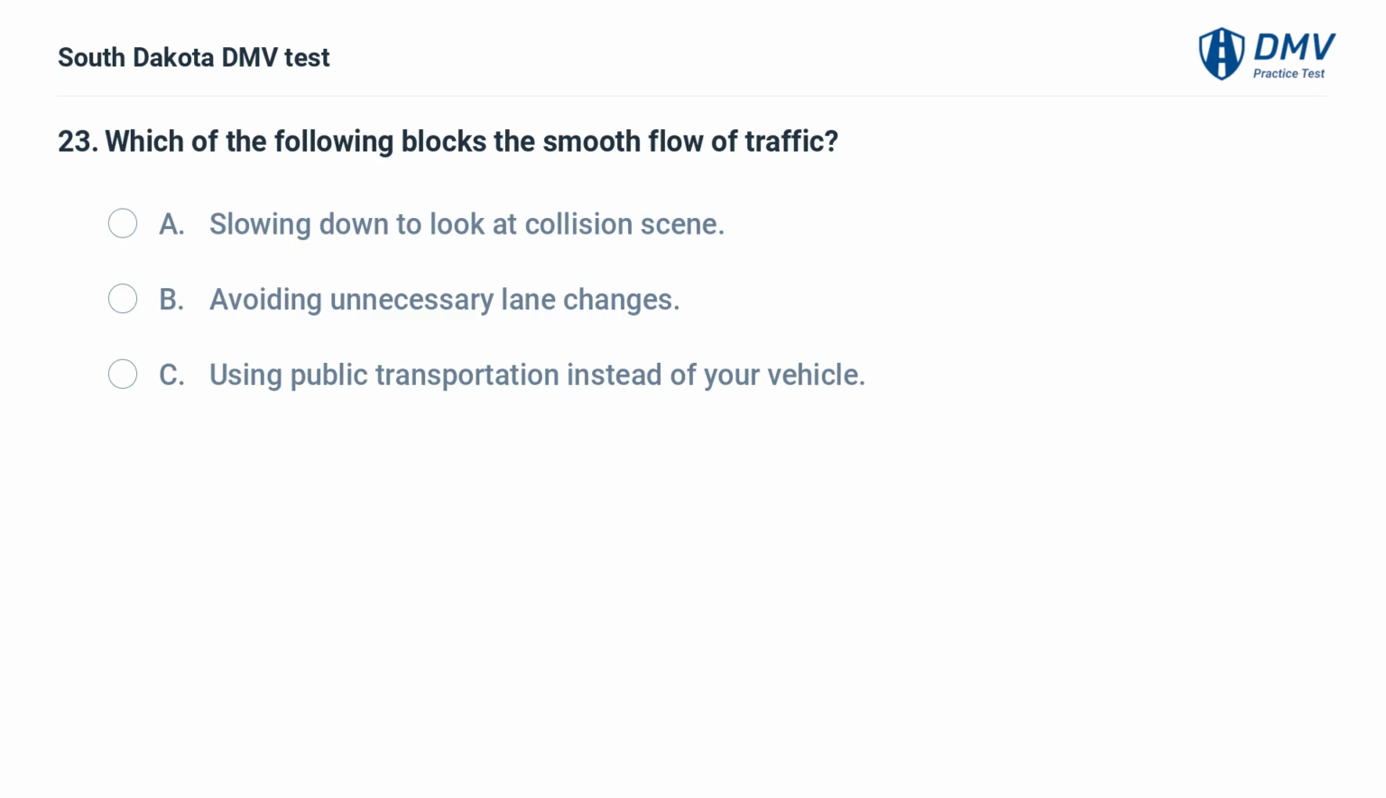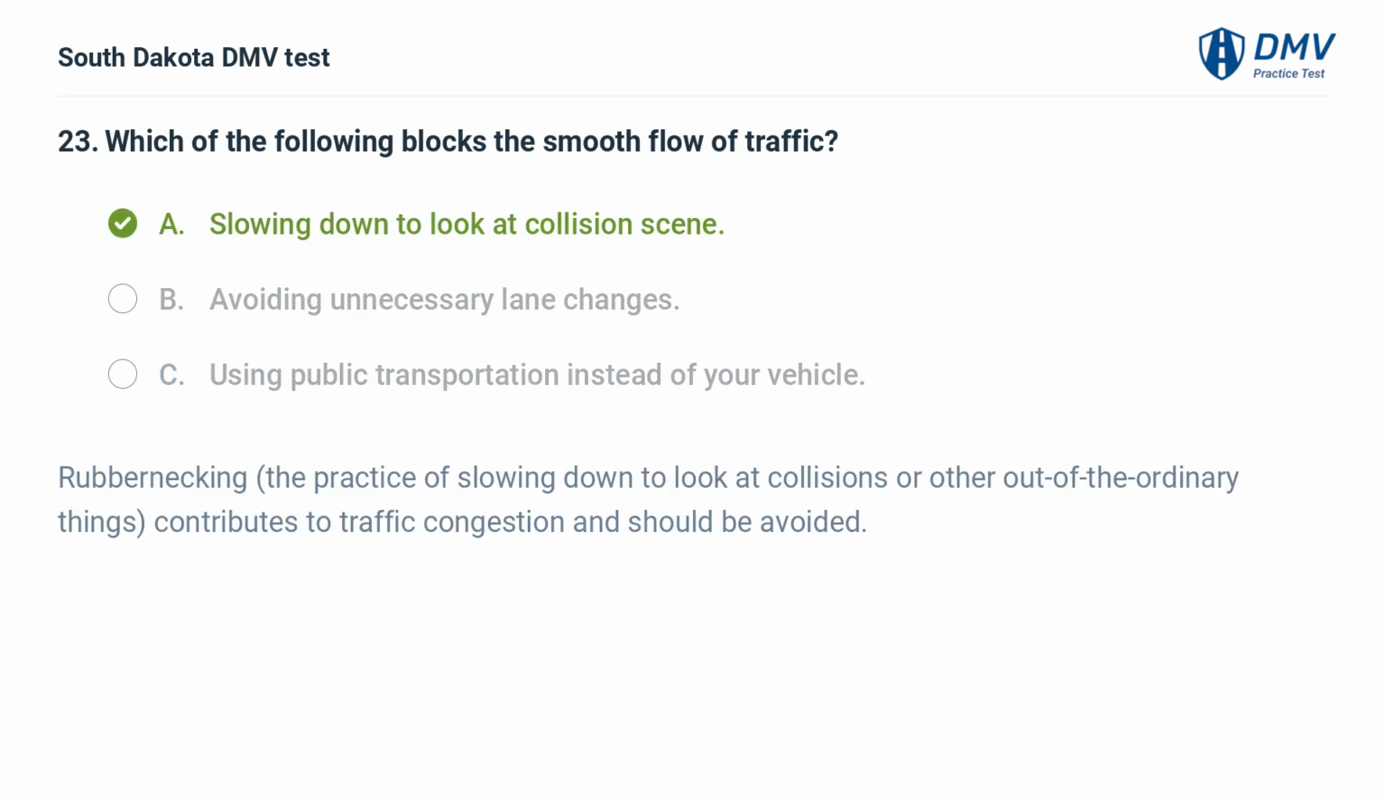Which of the following blocks the smooth flow of traffic? A. Slowing down to look at collision scene. B. Avoiding unnecessary lane changes. C. Using public transportation instead of your vehicle. A. Slowing down to look at collision scene. Rubbernecking, the practice of slowing down to look at collisions or other out-of-the-ordinary things, contributes to traffic congestion and should be avoided.